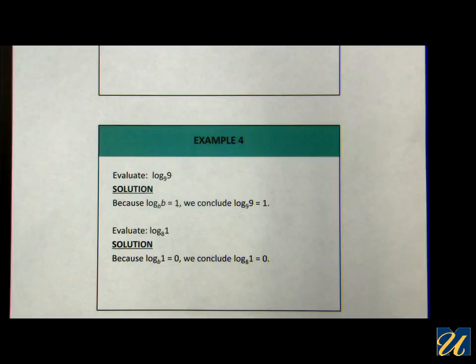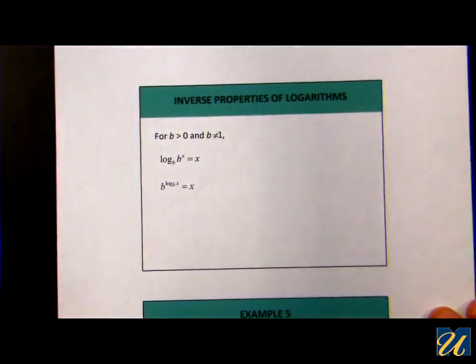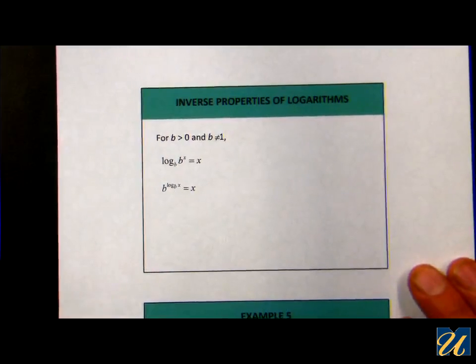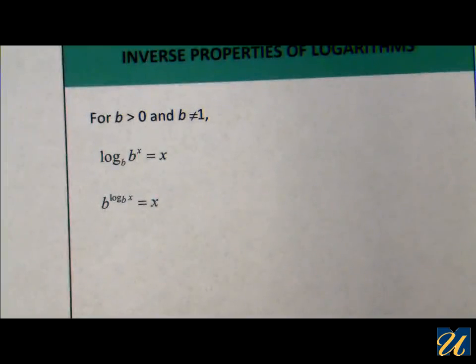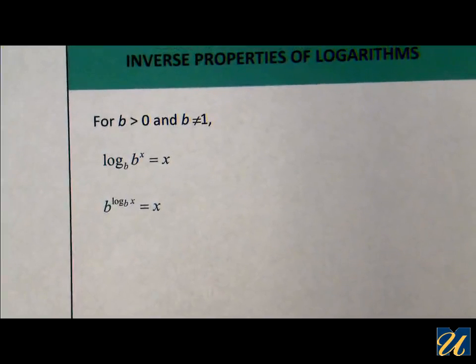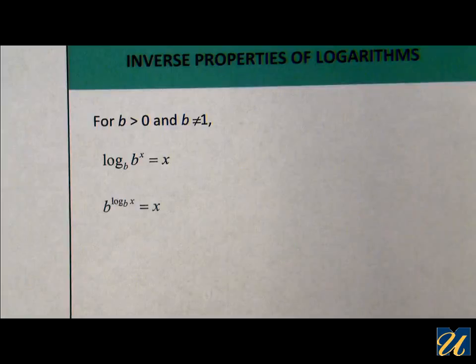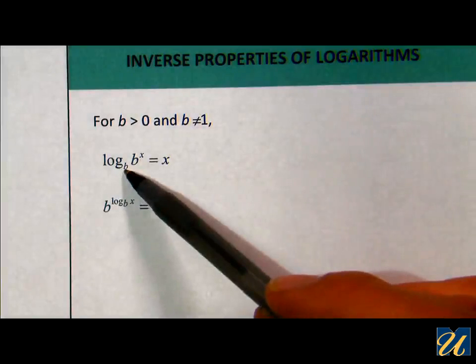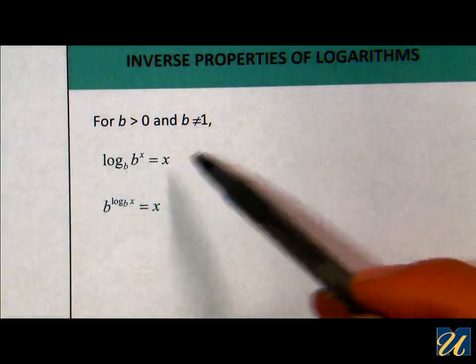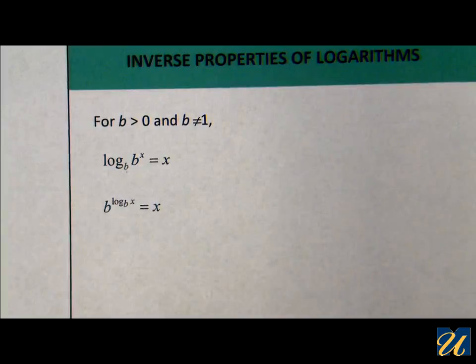Let's take a look at a few properties that look fairly strange. Inverse property of logarithms. Okay, well, for b greater than 0 and b not 1, yes, always with logarithms, that must be the case. Log base b of b to the x is equal to x. Okay, why is that true?